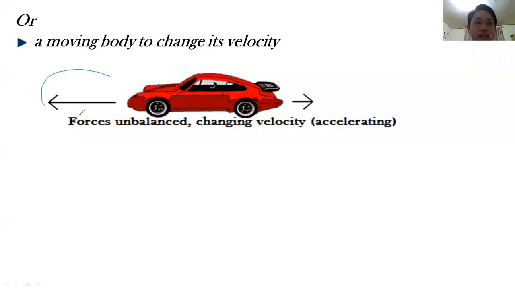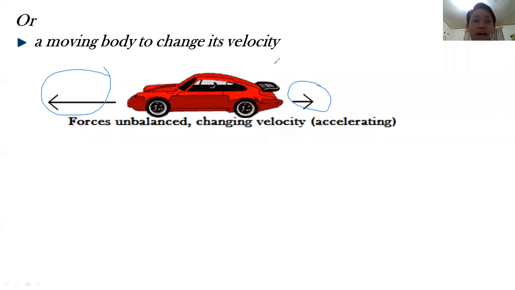So this one, the forward force there. It shows unbalanced, right? Because the forward force is greater than the backward force. So that means if the forward force is greater than the backward force, then the forces are unbalanced. And it means that there is a change of velocity, or the car is accelerating. So that is the meaning of that illustration.